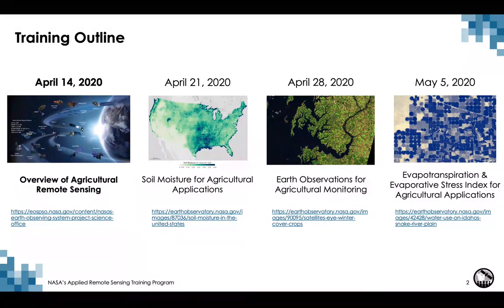Today is the first part of a four-part introductory webinar series running every Tuesday starting today through May 5th. The four-part series will focus on data products, data access, and case studies on how remote sensing can be used for decision-making among the agriculture and food security communities. Today's webinar will provide an overview of agricultural remote sensing, focusing on the history, platforms and sensors, and applications of space-based Earth observations for agriculture and food security.